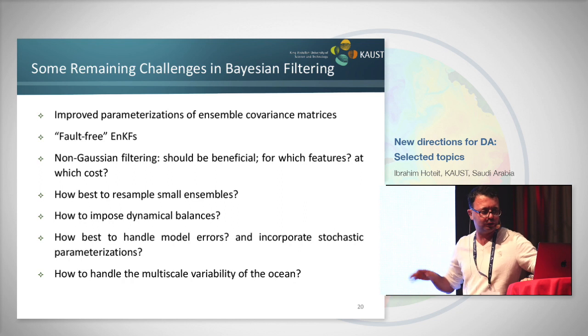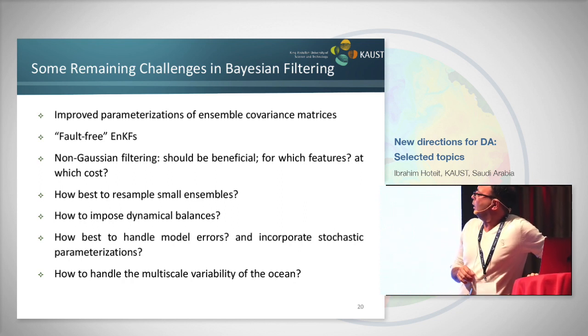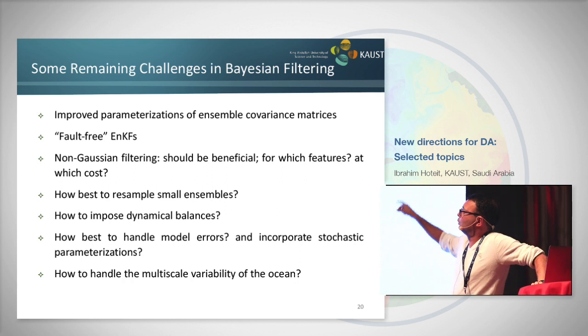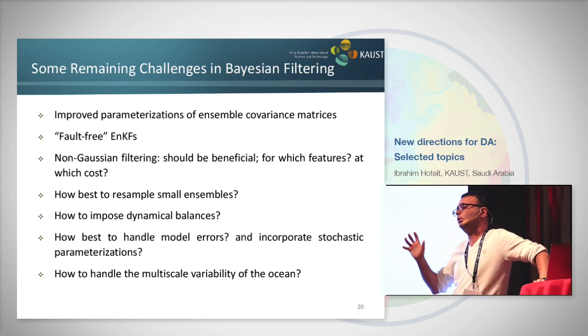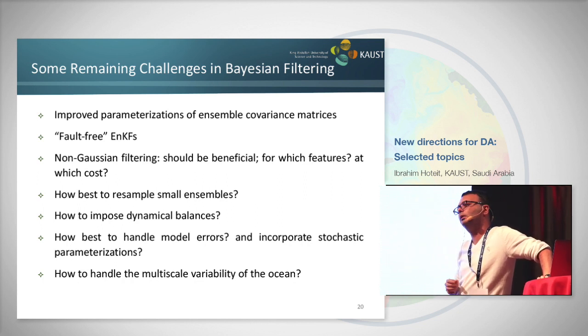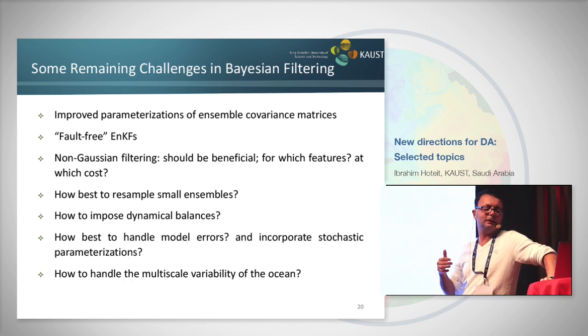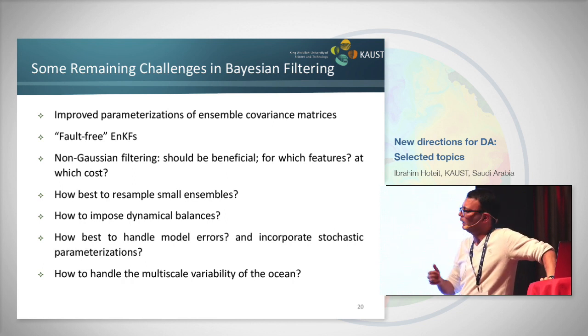So, some remaining challenges in Bayesian filtering, very quickly. It would be good to improve the parameterization of the ensemble covariance matrix, better inflation, better localization. There is no reason why you want to inflate the whole system everywhere or localize it in the same way with the same scales everywhere. So adaptive localization, adaptive inflation, there are techniques that we proposed, and we're not converged yet over there.